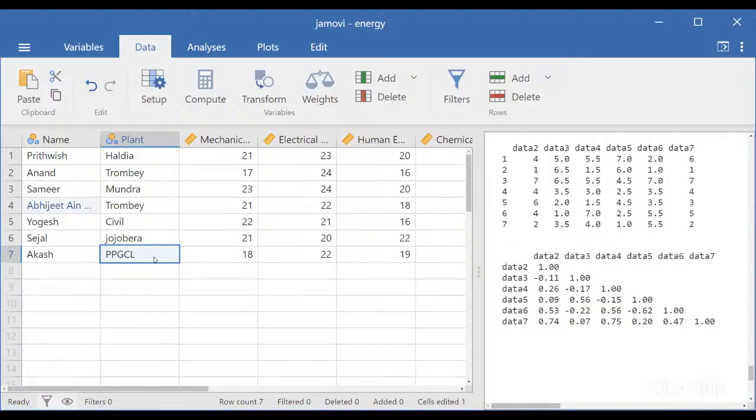PPGCL and Jojobera are highly correlated. They share the similar idea. These two, maybe they are differently located, but they have the common ideas.